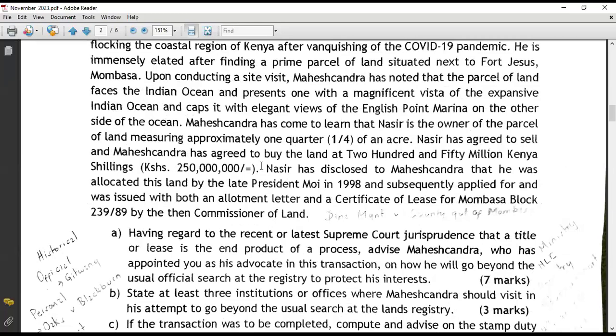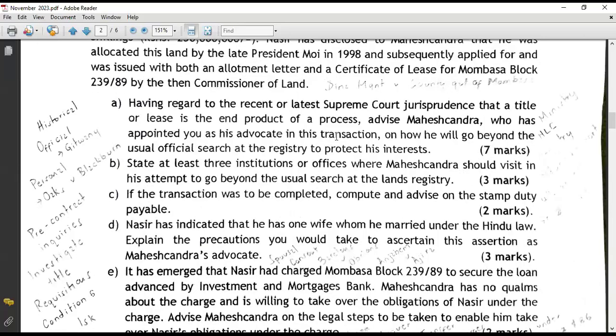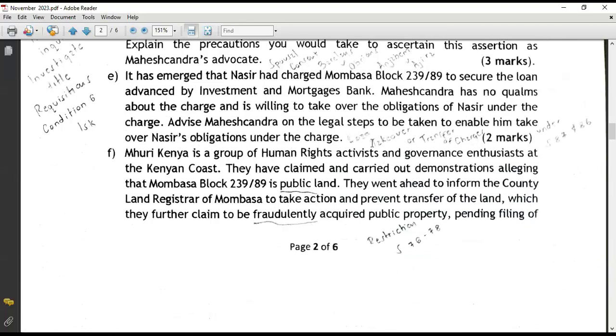So this question is talking about allotment of land, a letter of allotment and certificate of lease issued by the then Commissioner of Land. So the question is very express. Every time you see that the question is talking about a letter of allotment issued by the Commissioner of Land or National Land Commission after the 2010 Constitution, you know that it was public land converted to private land. Are we together?